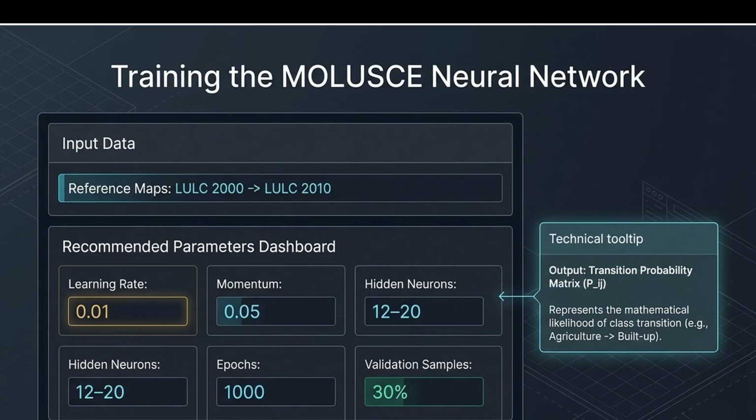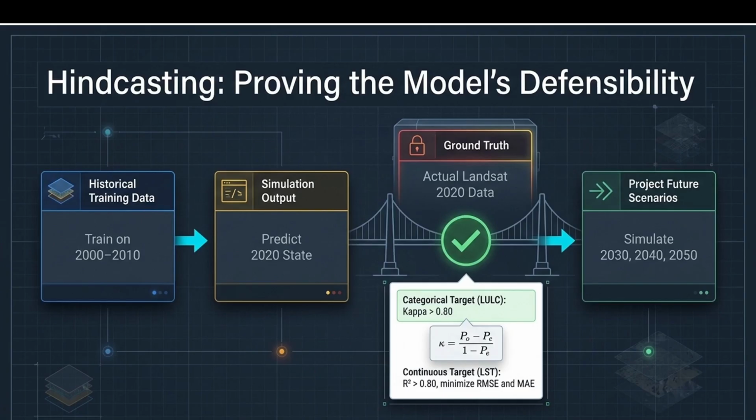After that, training the MOLUSCE neural network. In the neural network, basically we need to input the reference map, the land use land cover. We simply input the reference map, then the recommended parameters: we can add the learning rate, momentum, hidden layers, hidden neurons, epochs, then the validation sample. We simply input all of those in the neural network, and then we can predict. We will apply it here, and it provides the kappa accuracy and also all of those images.